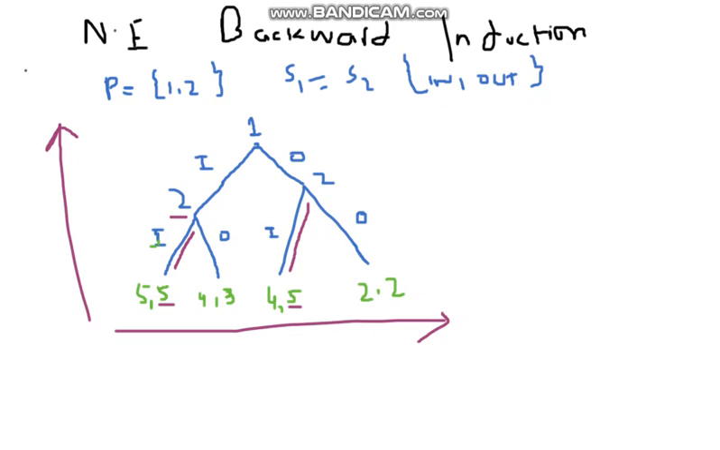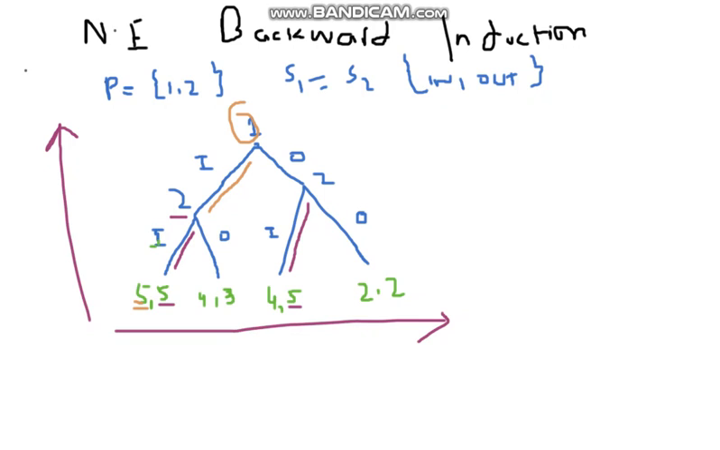So now we will compare the payoffs of player 1. Player 1 will consider only the choices player 2 has adopted, so he compares between the payoffs 5 and 5, and 4 and 5. Between 5 and 4, player 1 will choose the option which gives him the greater payoff, so he will choose the strategy of in. So we get the two lines here.